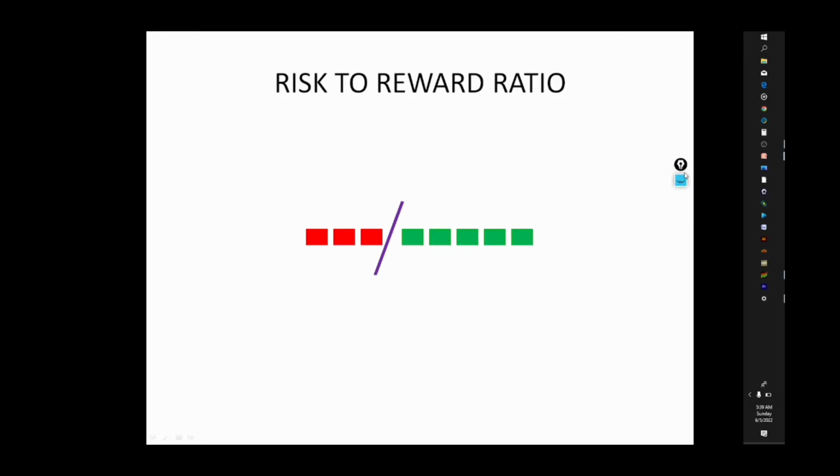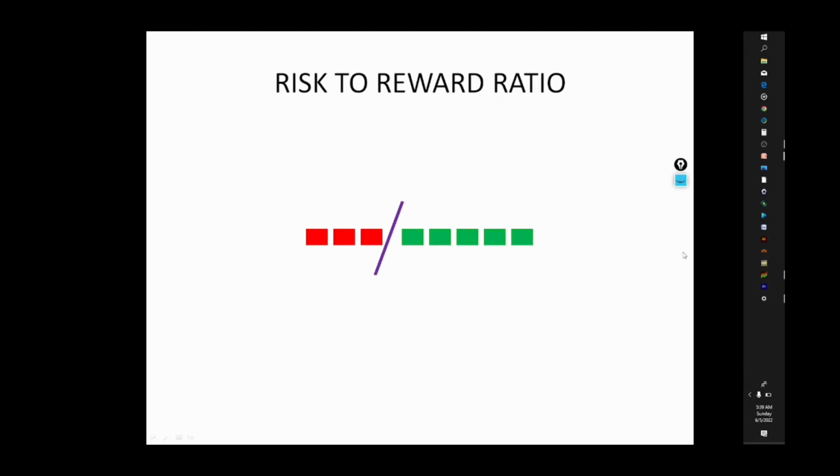A good understanding of risk to reward ratio will keep you consistently profitable and keep you in the markets as a forex trader. So let's go ahead to see what this is. If you see the diagram up here, you will notice that I have 3 boxes in red and five boxes in green. The red boxes represent your risk, and the green ones represent your reward.